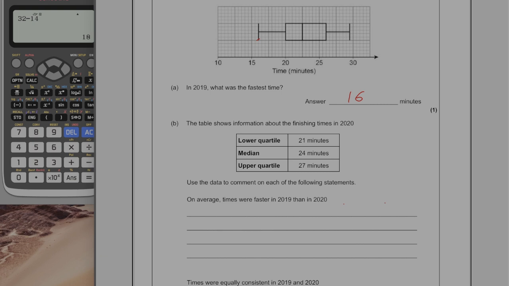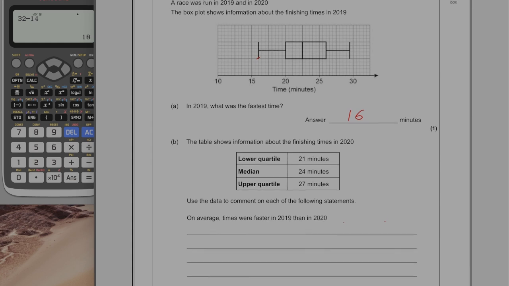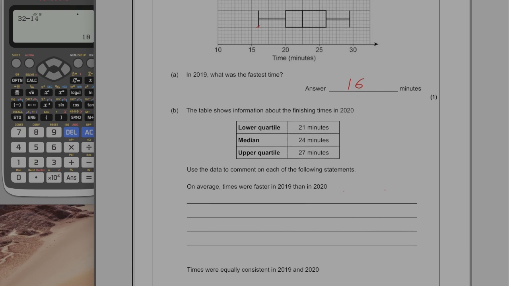Part B, the table shows information about the finishing times in 2020. Use this data to comment on each of the following statements, and we've got an average and then a spread one. So on average, we're going to be comparing the medians. The median for 2020 was 24. The median for 2019 was halfway between those two, so 22.5. So on average, they were faster in 2019.